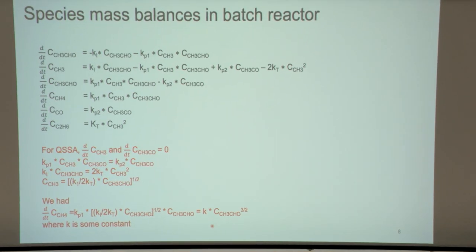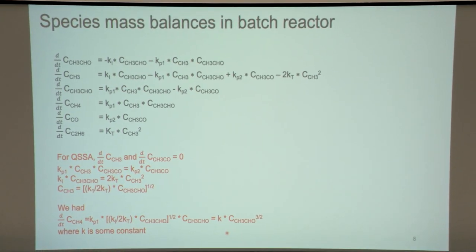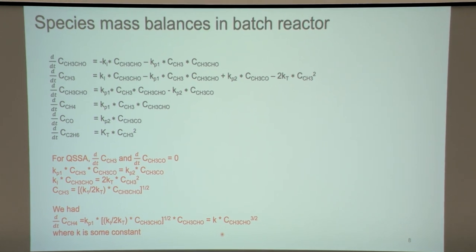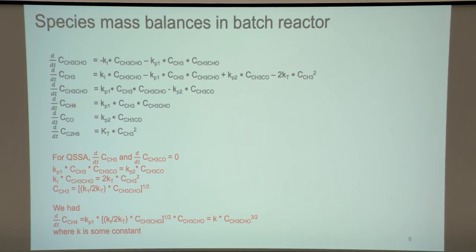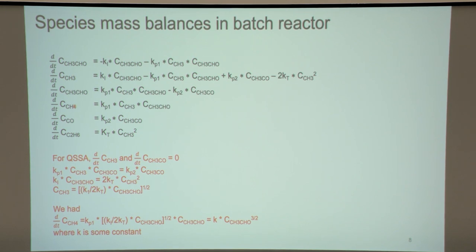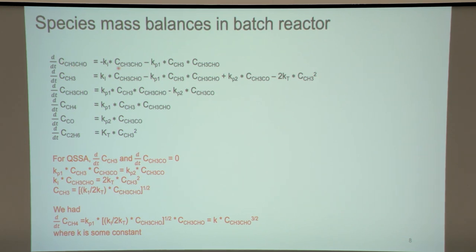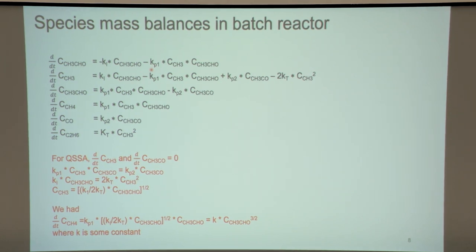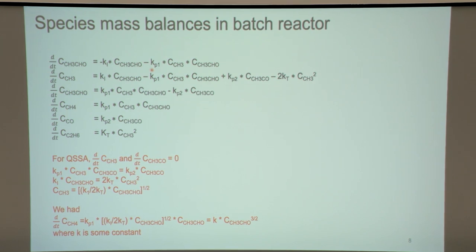And then they start to write out these mass balance equations in a batch reactor, okay? You have the rate of change of acetaldehyde, just like we saw previously. For every single reaction, we can say you have a rate of change of species. The rate of change of acetaldehyde is the initiation step rate, with a negative sign, the rate of initiation times the concentration of acetaldehyde. And it's also being consumed in the propagation step where methyl radical reacts with acetaldehyde.